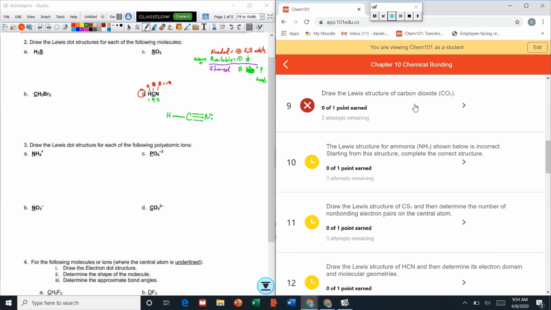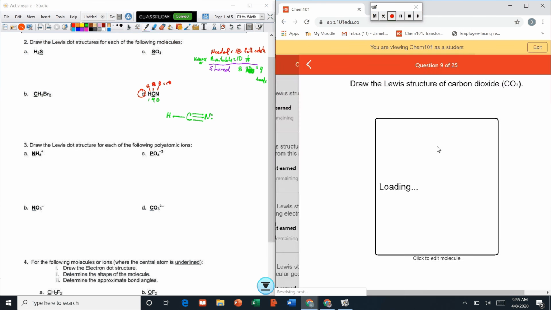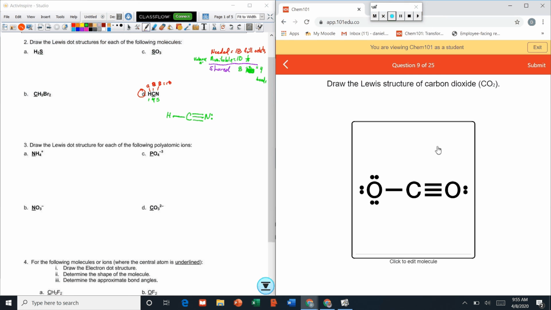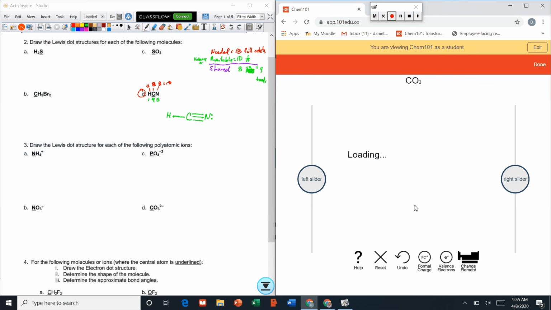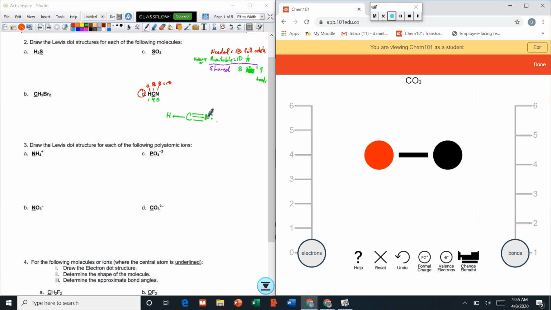All right. I'm not going to submit this. I was playing around with this earlier just to show you some wrong ways and all of that. But I want you to look at number 9, and it says draw the Lewis structure of carbon dioxide. All right. So yours won't have anything in the model. So I'm going to go ahead and click reset.